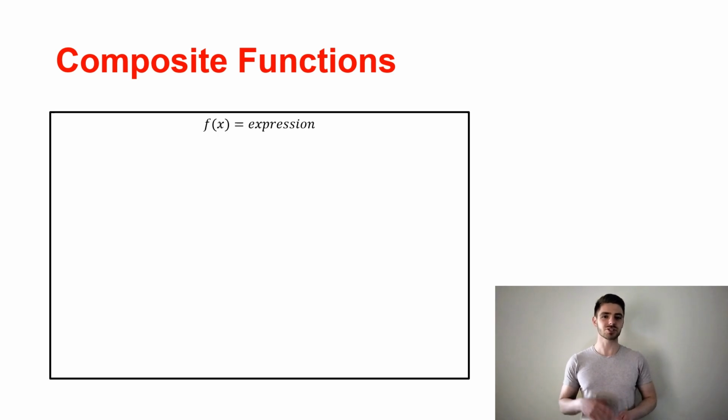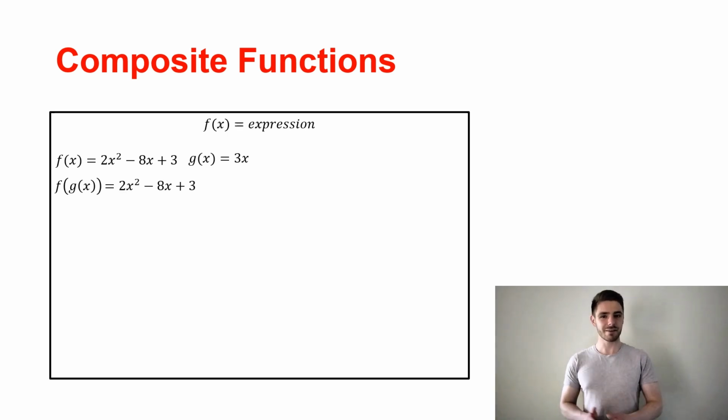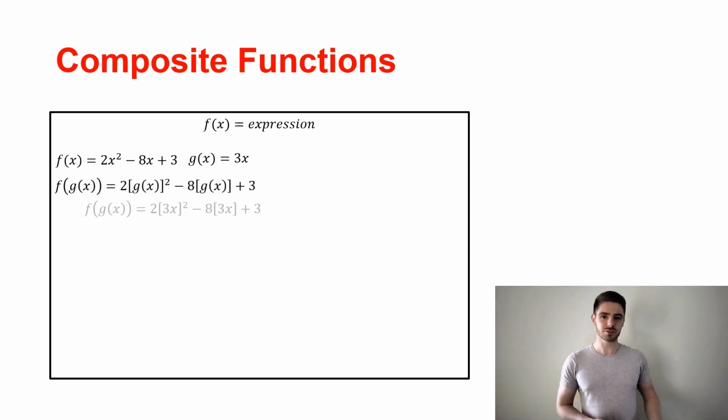Suppose we have two functions f of x and g of x. These two functions can create two unique composite functions. The first is f of g of x. The idea here is that we're going to go through f of x, and everywhere that we see x, we're going to replace it with g of x. Once we do that, we typically simplify the result.